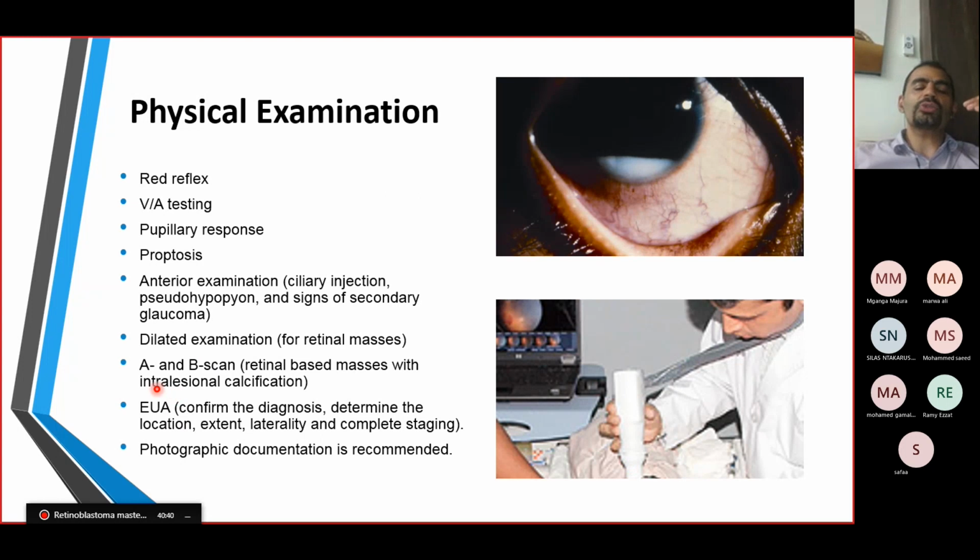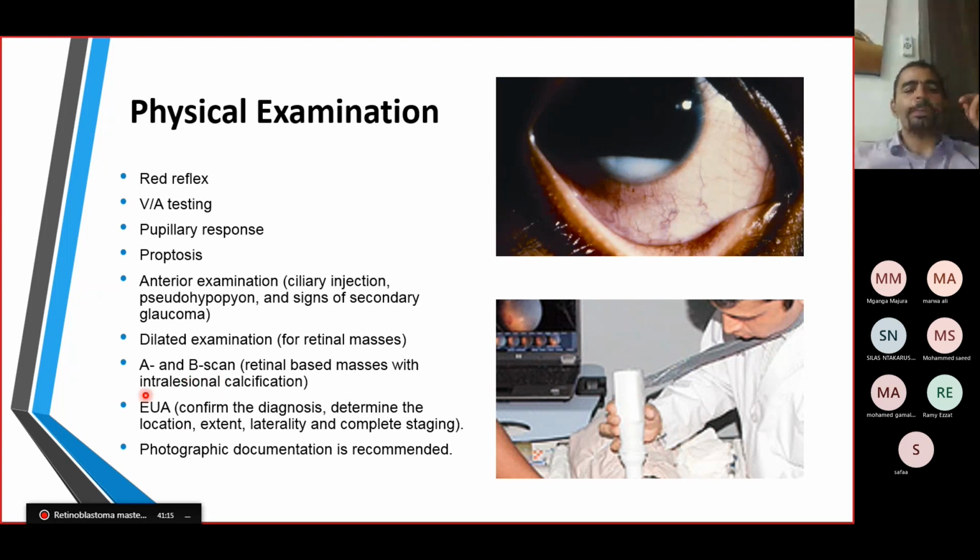And later on we may need to do an ultrasound. As we will see later on, the ultrasound is helpful to confirm the diagnosis. If you find calcification, then this is retinoblastoma, because as we will see later on, there are other causes of leukocoria, like retinopathy of prematurity, toxocariasis, Coats disease, etc. If you find calcification, this is retinoblastoma. In addition, it gives you a good idea about the documentation of the size of the mass. If there is a mass, you can get the dimensions of this mass by the ultrasound.